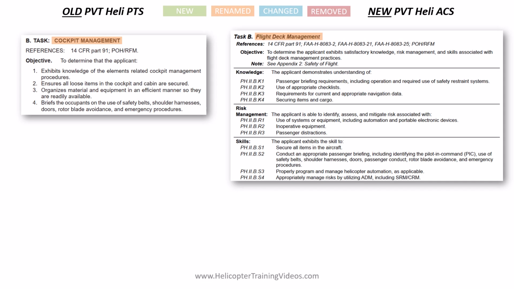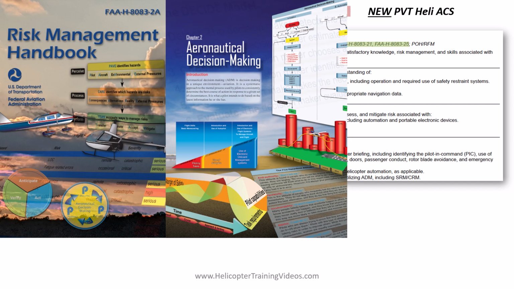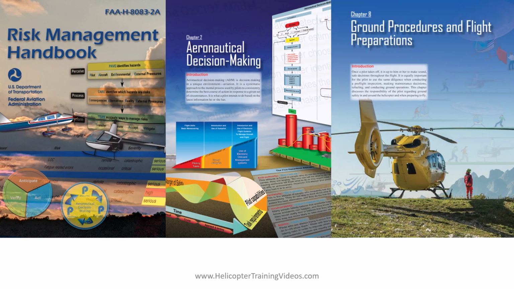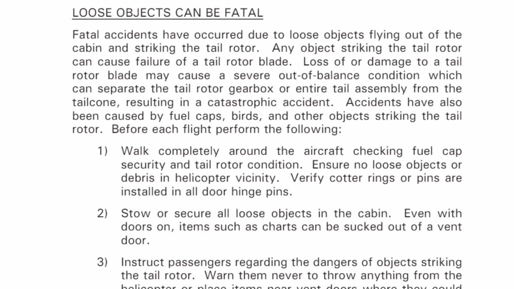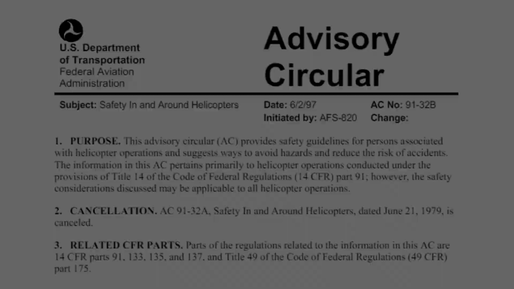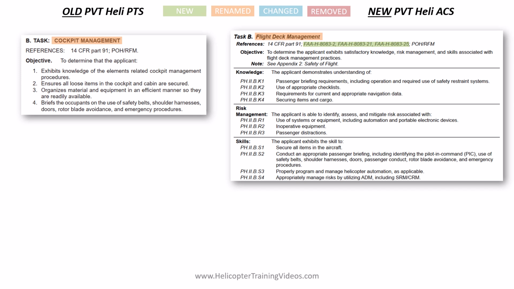So here we have flight deck management, which used to be cockpit management. We talked a little bit about this in part 1 of this video series, the big changes to private pilot. You can see here there's some new references. Those references are the Risk Management Handbook, which has multiple chapters that apply to this. The PHAK, Chapter 2 would be applicable here, as well as the Helicopter Flying Handbook, Chapter 8. Some other references you might want to look at if you're flying Robinson products. The Robinson POH has a safety notice number 30, which is loose objects can be fatal. Also missing here is AC 91-32, which is the safety in and around helicopters. That was listed as a reference in the previous task. I think it more applies to this one really.